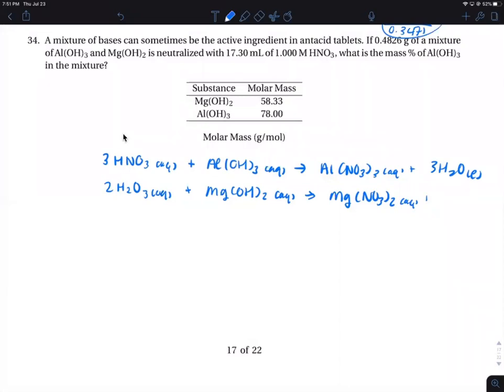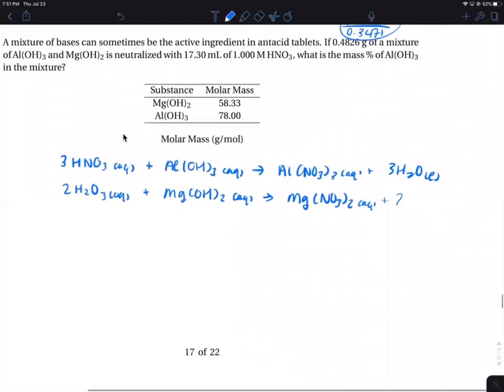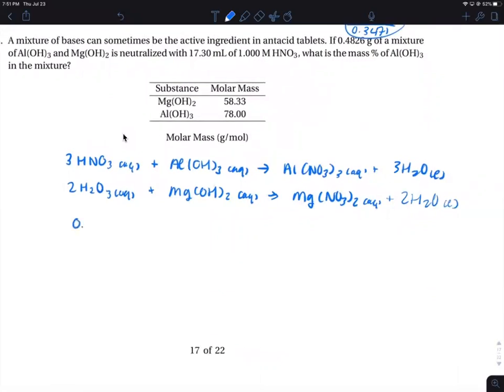Okay, starting from where I left off, we have plus 2H2O. All right, and then we can go ahead and find moles HNO3 by using the information given. So converting milliliters into liters gives us 0.01730. And then if it's just 1 molar, it's going to be the same number of moles: 0.0173 moles HNO3.